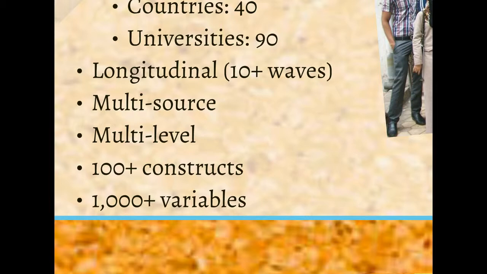The data is longitudinal. There are 10 plus data collection waves each semester. The database is multi-source. It uses self-report surveys, peer evaluations, administrative records, and archival data. The data are multi-level and include individual, team, instructor, and country-level data. The dataset contains about 2,000 variables representing hundreds of constructs: demographics, values, attitudes, cultural intelligence, communication, performance, just about anything you can think of, we probably measure it.